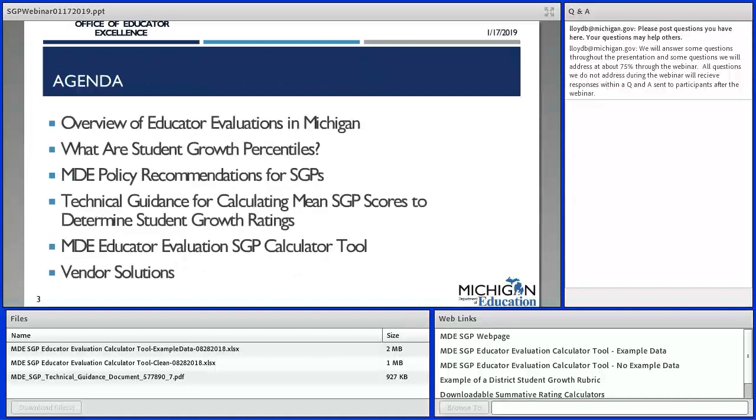Today's webinar focuses on the use of student growth percentiles, SGPs, for state assessment data for inclusion within educator evaluations. Today's webinar will define SGPs as well as provide some practical resources to support your implementation.